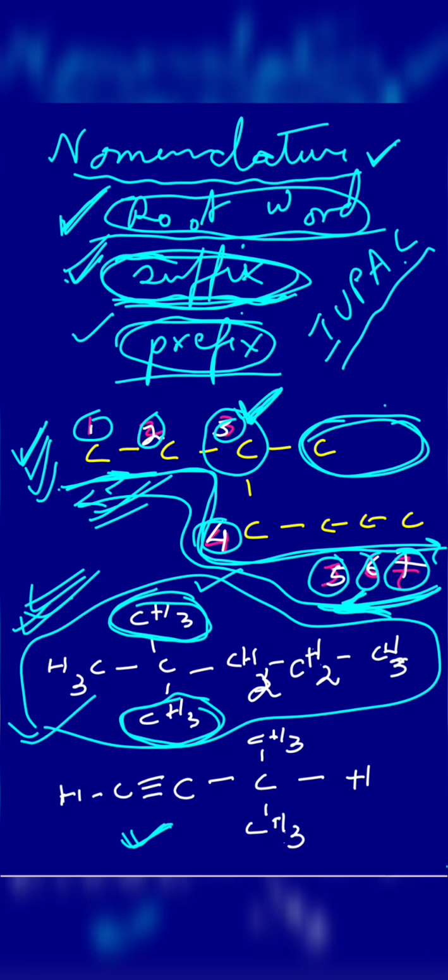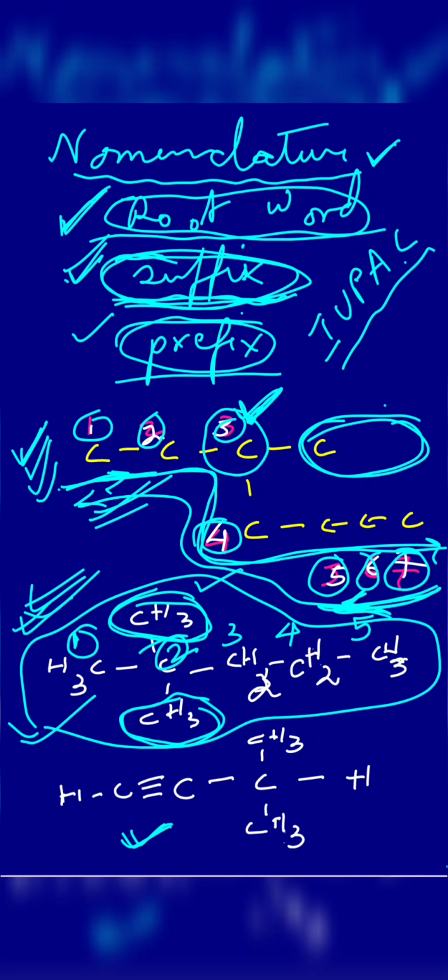Let's see again. If we name it starting with this carbon as 1, then this one will be 2, this one is 3, this one is 4, this one is 5. What will be the root word? Root word will be pent. What about the suffix? All are single bonds, no double or triple bond, so it will be ane. So it has to be pentane.